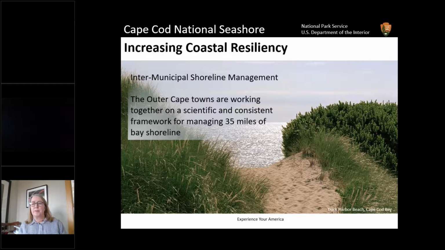The shoreline change and challenges on the bay present a different set of regional challenges than the ocean side. You're more likely to see coastal engineering structures and other interventions, and local conservation commissions have regulatory authority both inside and outside the seashore boundary. And the participants have compiled a consistent data set, very extensive, and they now desire to align regulatory guidance and requirements across the 4 towns, which is a really remarkable effort.